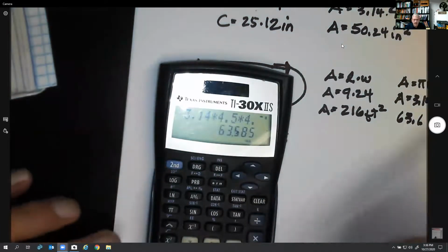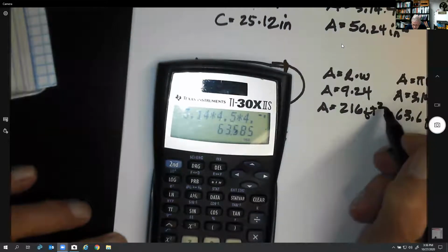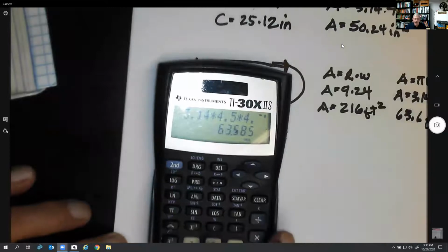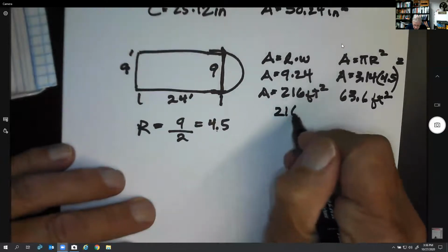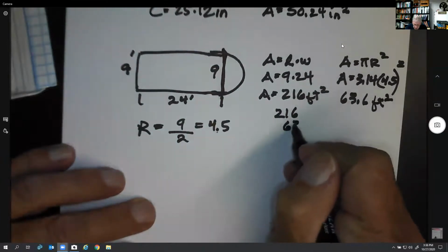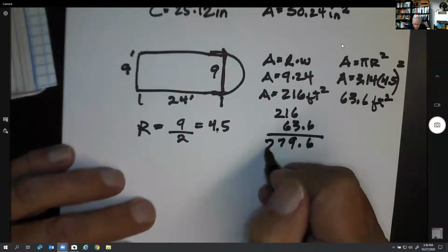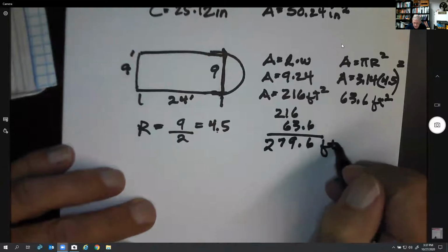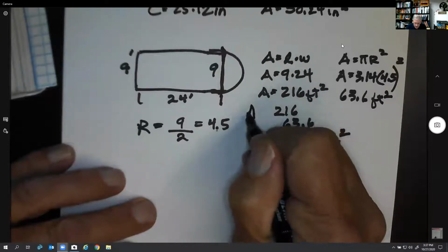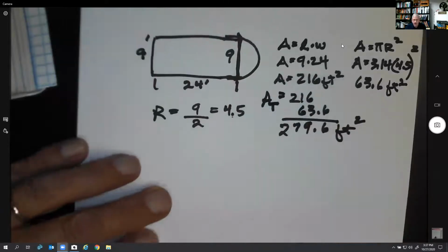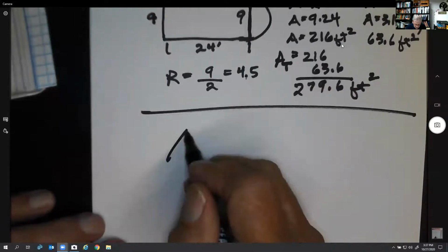All right. So it's about 63.6, and this would be feet squared. So now the total area is going to be the sum of these two. The area of the rectangle, 216. The area of the circle, 63.6. We add them together, 9, 7, 2. 279.6 feet squared. So we'll call this total area. We'll put area with a little t, total area. Just that easy. Here's another one.